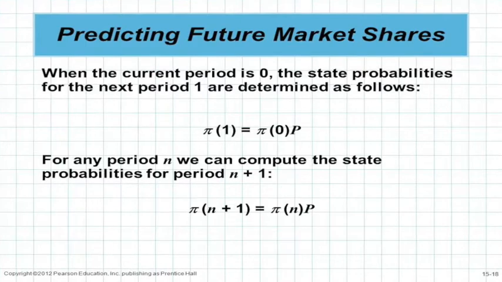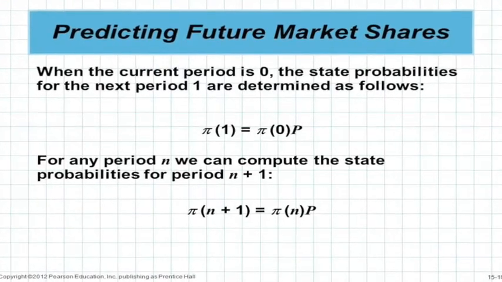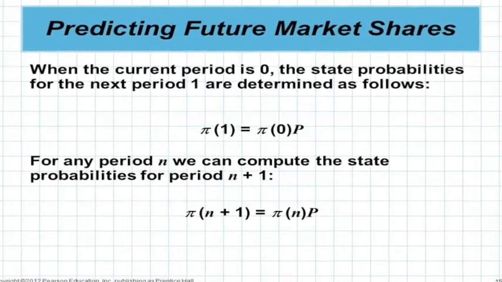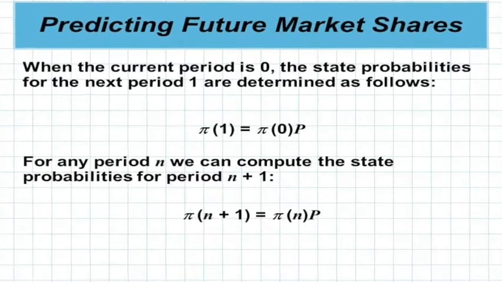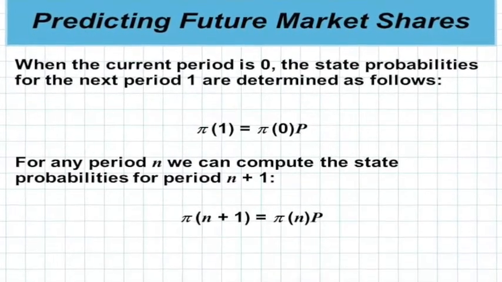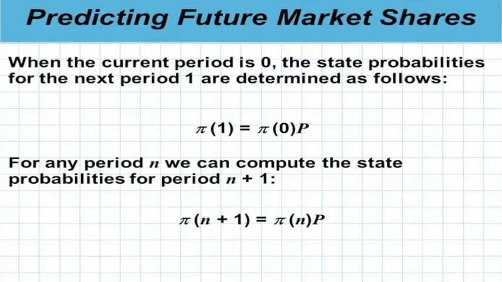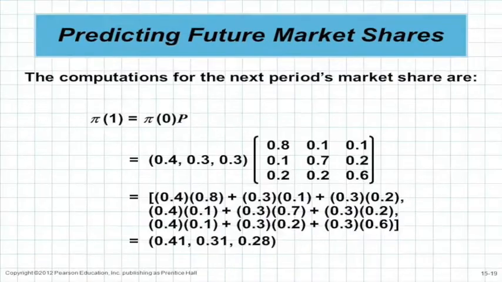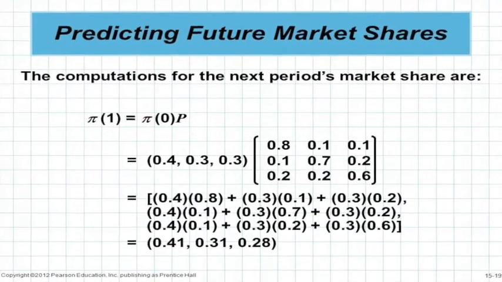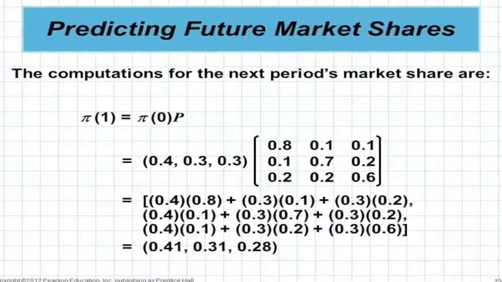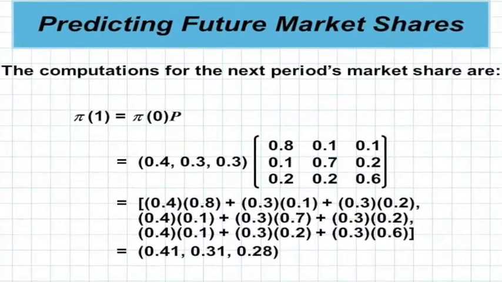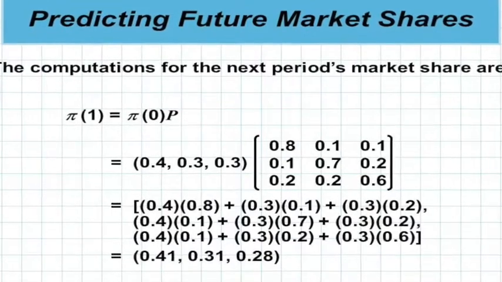When the current period is 0, the state probabilities for the next period 1 are determined as you can see on the screen. For any period n, we can compute the state probabilities for period n plus 1. So then we can get the computations for the next period market shares, which are 0.41, 0.31, and 0.28, from the equations.